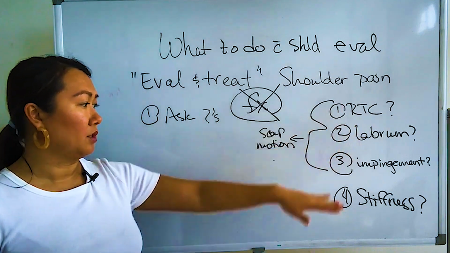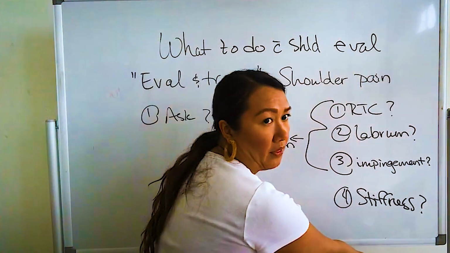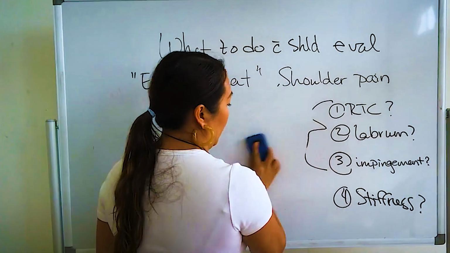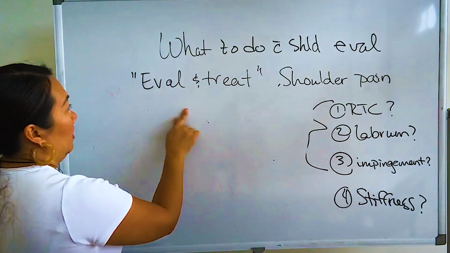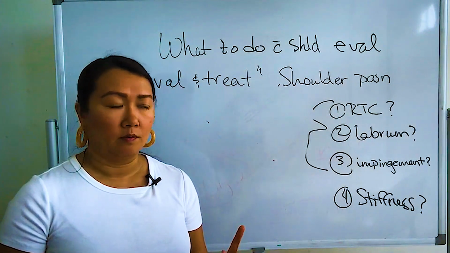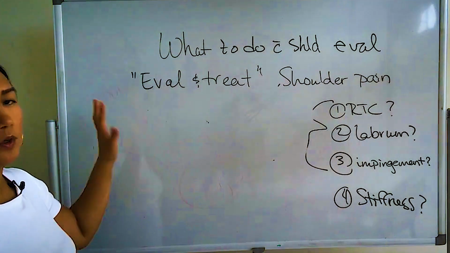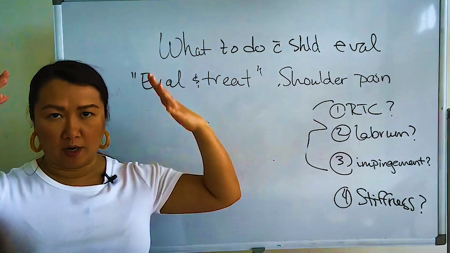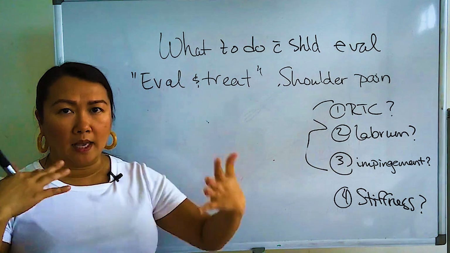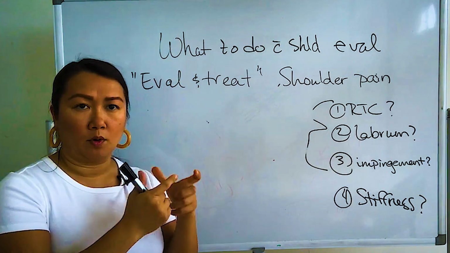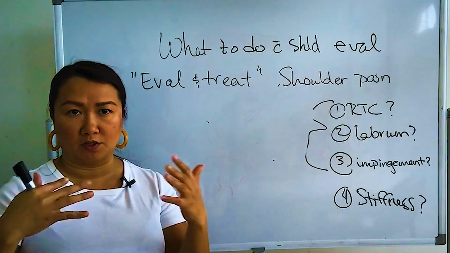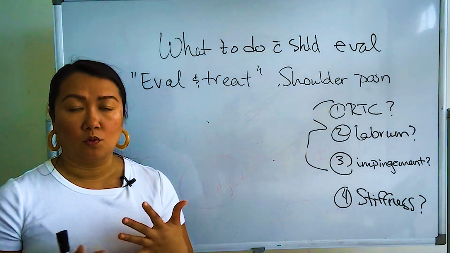So let's go through a scenario. I think that would be the best case, right? So if they came in, eval and treat, and I have shoulder pain, what's the scenario? What would you do first, right? You'd ask the questions, and your brain would start to think. Could it be a tendon problem? Could it be a deeper connective tissue labrum problem? Is it just an imbalance of things not moving well? So what do you do next?